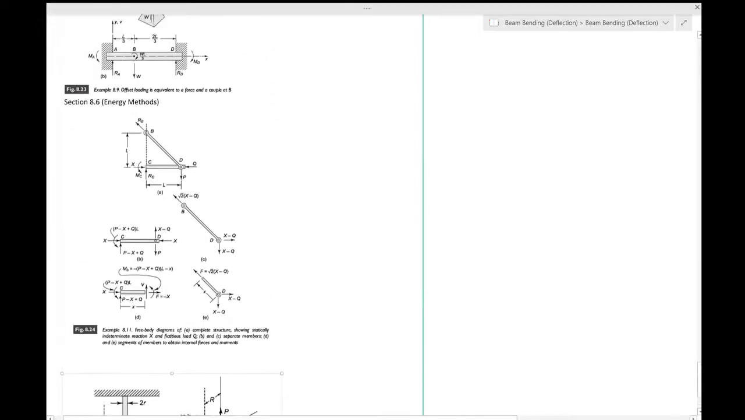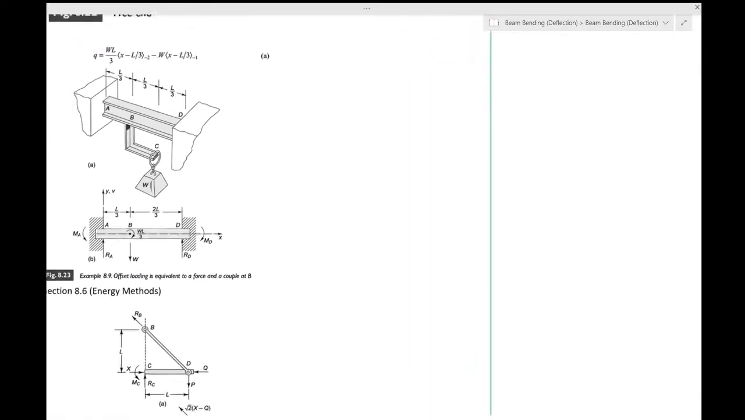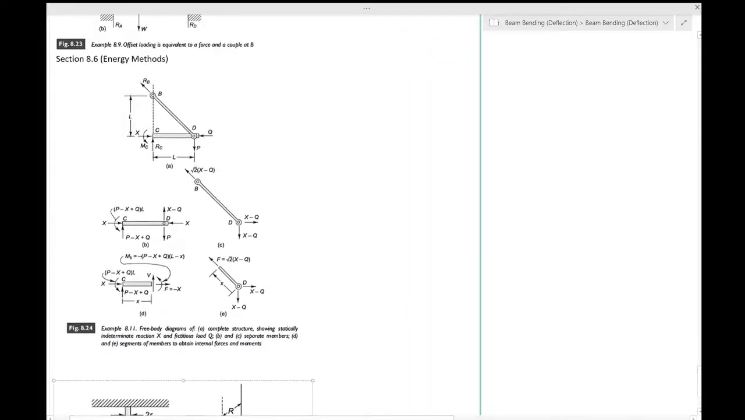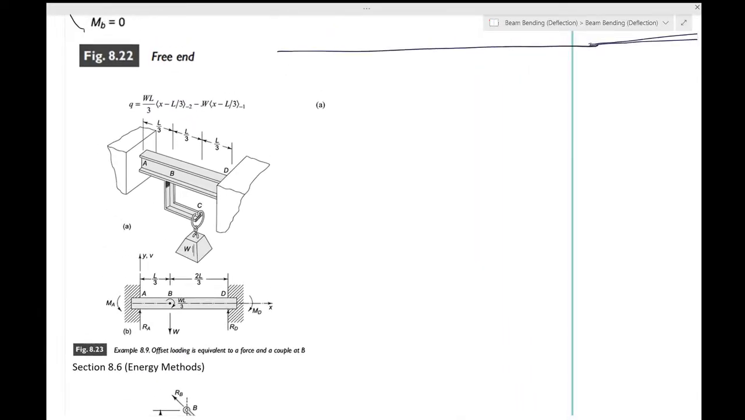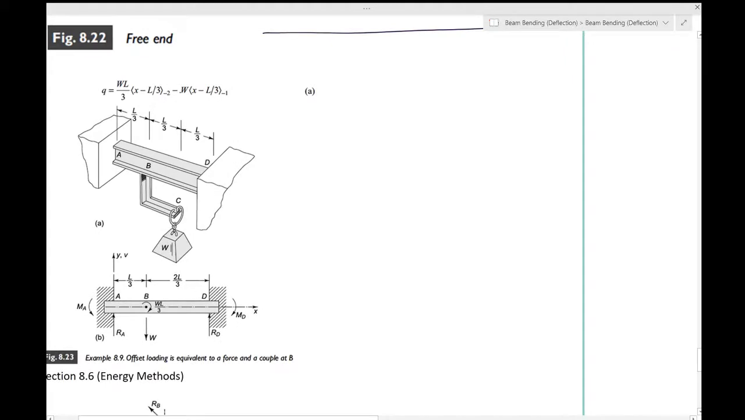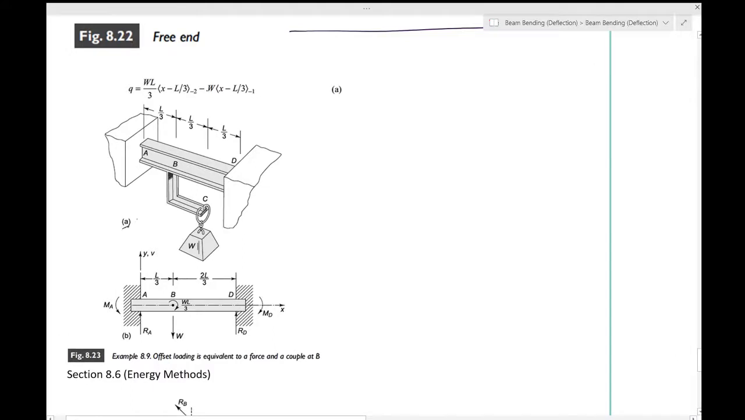Okay, hello everyone. So we had left off just before discussing example 8.9. This was just to consolidate what we had learned in the last class. So let's go through that. We have a beam which is shown in figure 8.23a, and it is built in at A and D. So these are the two built-in points. You know what they mean. They mean that they are constrained.